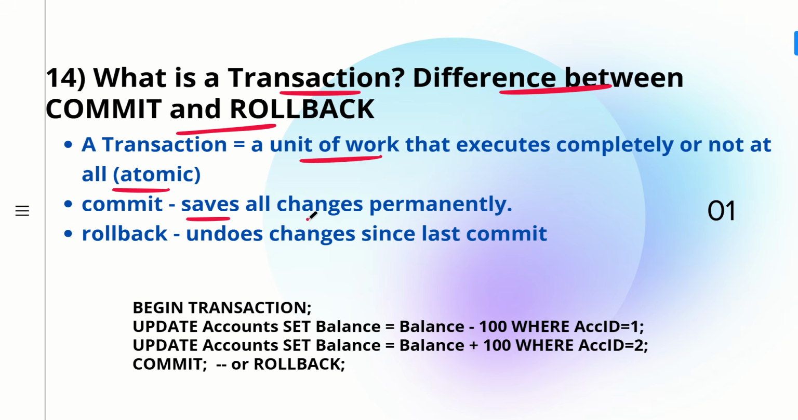And what is commit? It saves all your changes permanently, so you can commit whatever you have done till now. And rollback undoes the changes since the last commit. So whatever you did just now, you can undo it. You can see the example here.